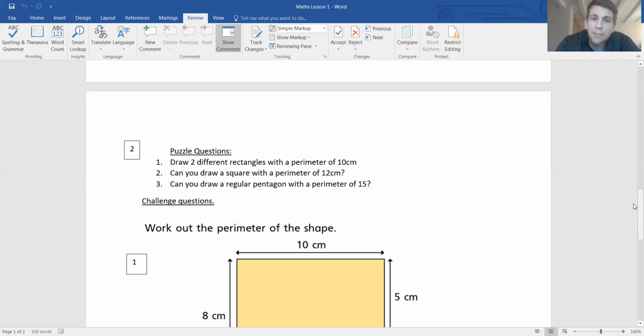Can you draw a regular pentagon with a perimeter of 15? So there's a few questions there. A pentagon, how many sides has a pentagon? It's a regular pentagon, so all of those sides and angles are equal, and it has a perimeter of 15. So what is the length of each side? Okay, so that's pretty important. So those questions you should be able to do.